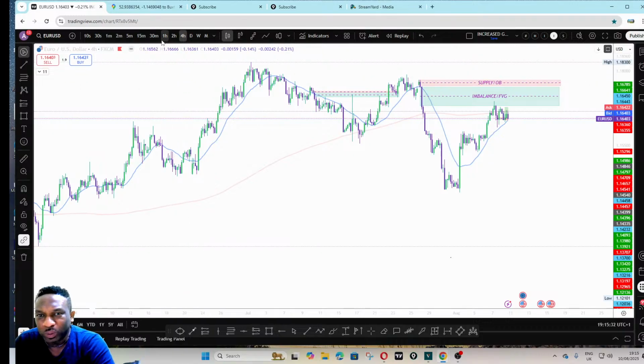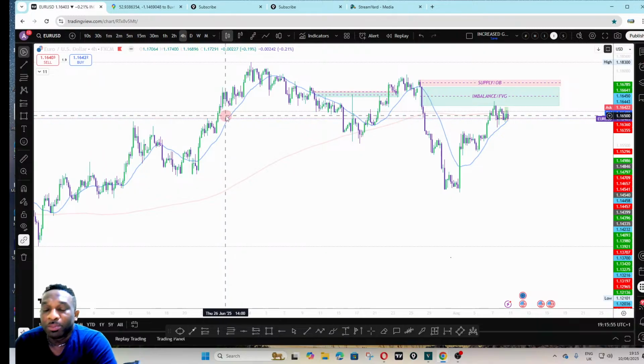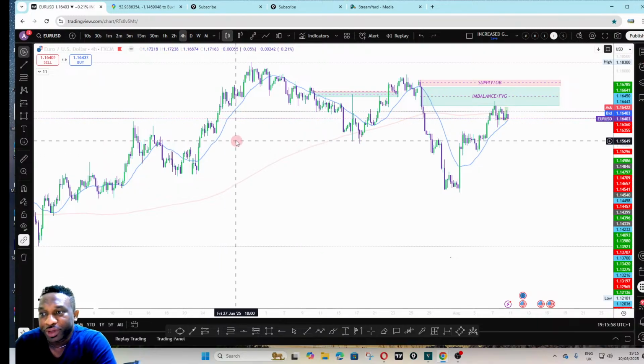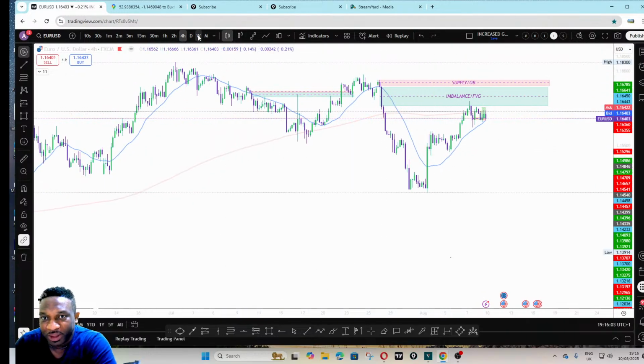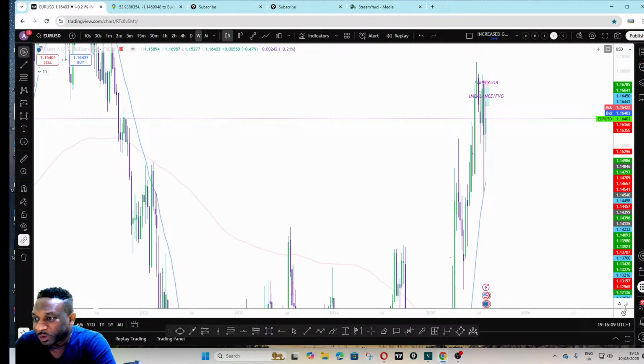Okay, so if we go further down the line, as I said, we usually use the higher time frame. You can start from the monthly, weekly, daily, 4-hour to find out the direction that you want to be trading. That will give you the insight into where you should be taking your trades towards. So as we can see from the weekly analysis we did, let's go back on the weekly on Euro USD.